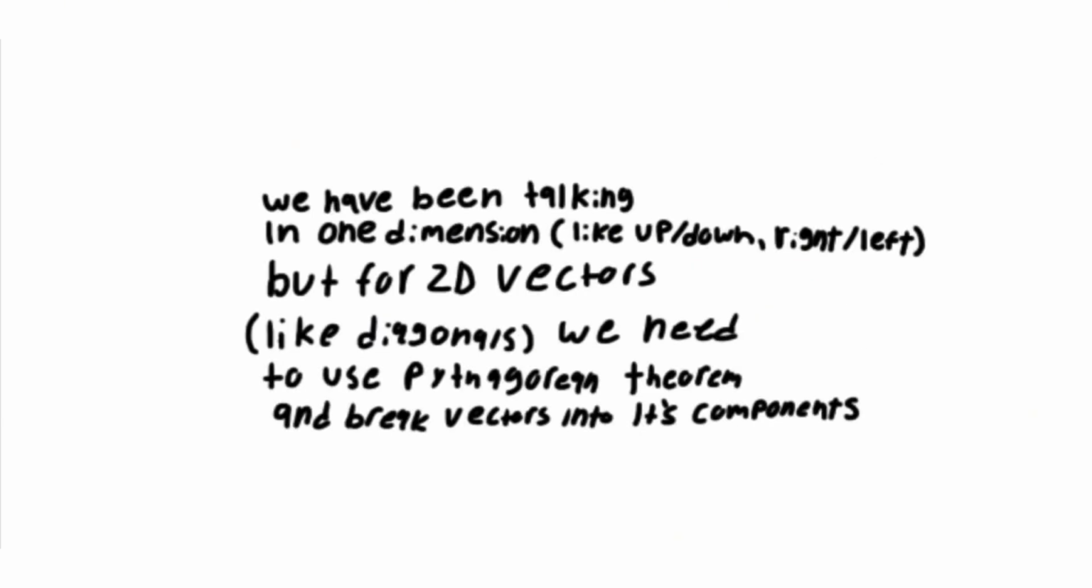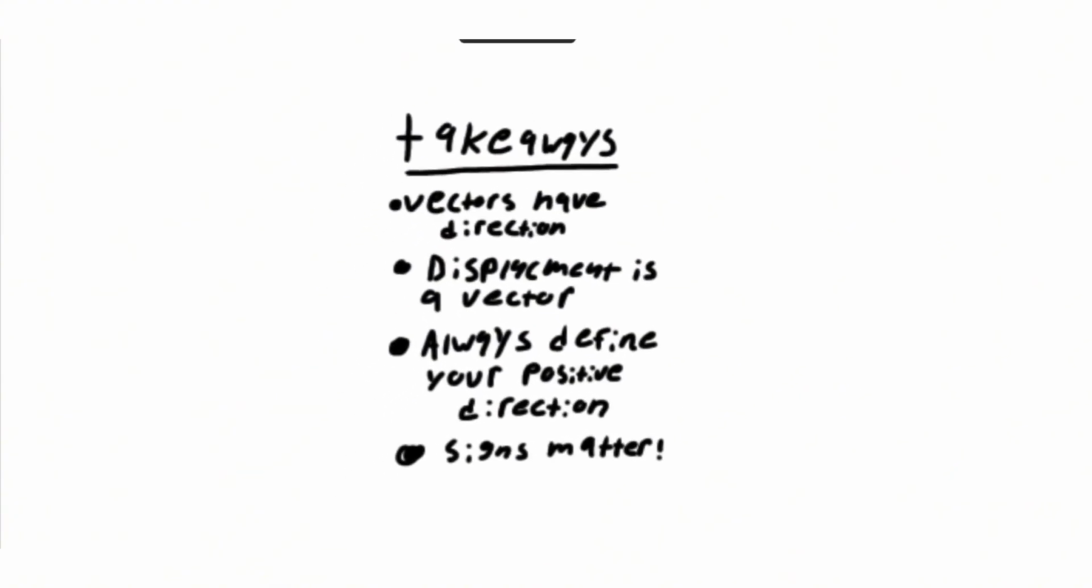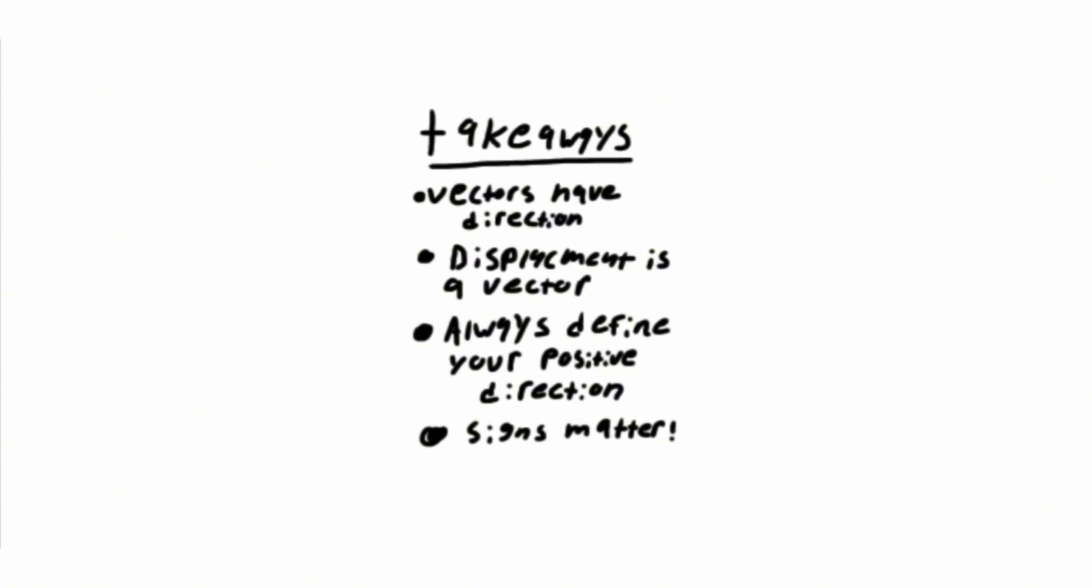So far, we've been talking in one dimension. But for 2D vectors like diagonals, we're going to need to use things like the Pythagorean theorem, and we're going to need to break vectors into their x and y components. So essentially, the takeaways are that vectors have direction, displacement is a vector, you're always going to want to define your directions, especially your positive direction, and that signs matter.